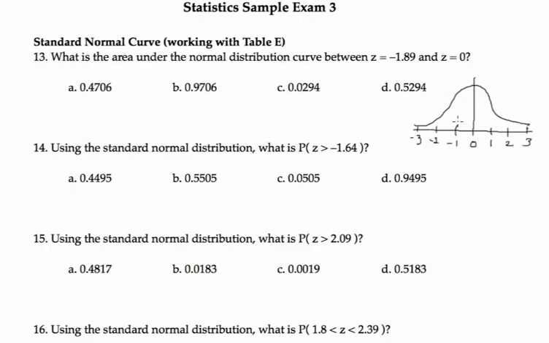Area under the curve between a z-score of negative 1.89 and a z-score of 0 would be this area. You look up these two z-scores and find their probabilities. And subtract them.